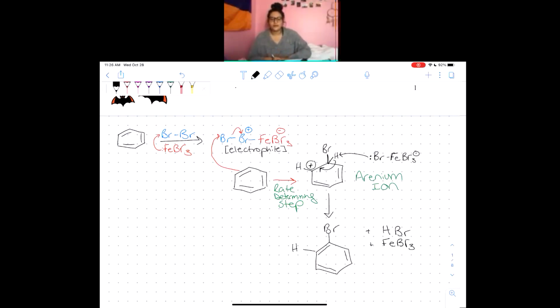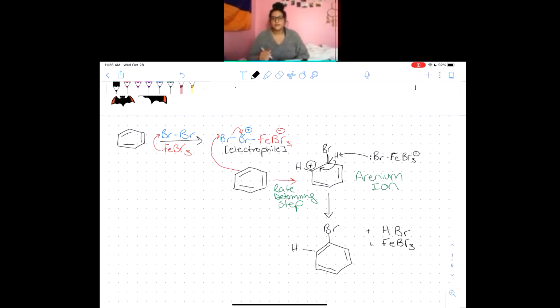Is there a more stable product that forms? In this case, no. There's just going to be one product because there's no other way for the bromine to add. So this is the only product, but there are going to be a couple cases where there are multiple products, and I will put an asterisk on those so you know.